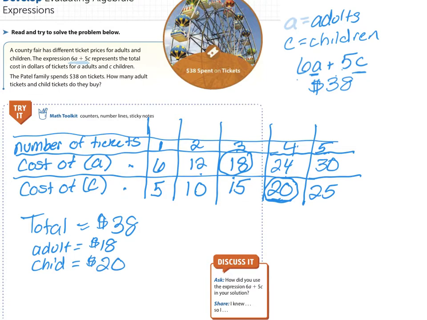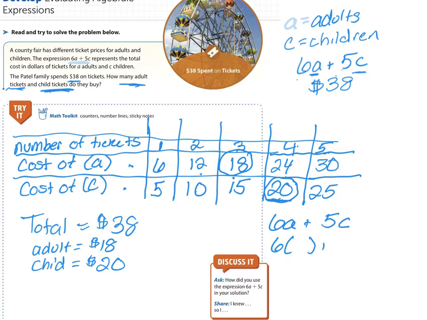But if I go back to the problem, it says the Patel family spends $38 on tickets. How many adult tickets and child tickets do they buy? Well, I didn't answer the question yet. I answered the total they spent for each, but I didn't answer the amount. So I'm going to go back to my original expression, which was 6A plus 5C.